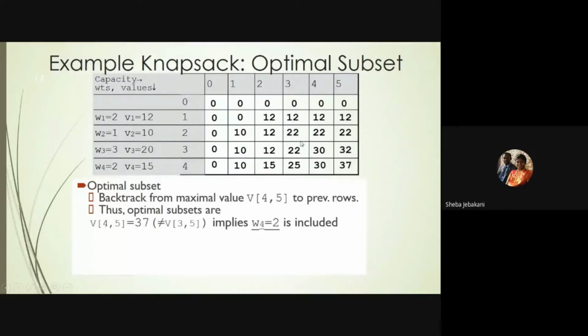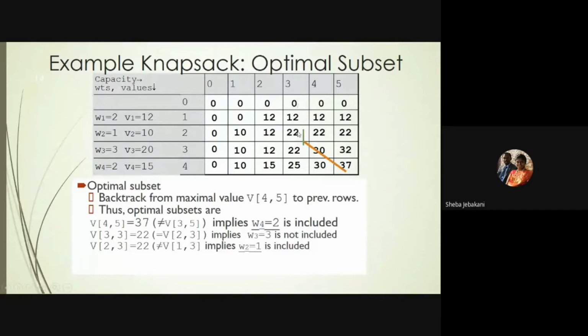So I need to go back to the previous object with 3, so it will be 3 comma 3. I have to go to V of 3 comma 3. Once I come to V of 3 comma 3, I check it with 2 comma 3, the previous value. I find both are the same, meaning this particular object was not chosen at all. So I'll make x3 as 0 and I will go further.